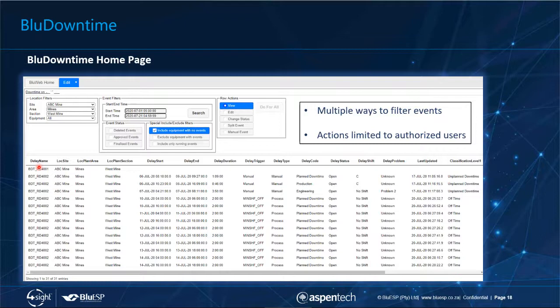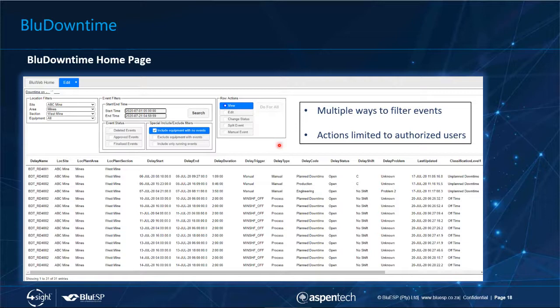include equipment that has no events, like this one. For this time period, there are no events, but it's still shown here. Or I can exclude equipment that has events. So if I were to tick that and say search, it would remove all of these that have events. And the importance of that will become clear later. And then we can also say only include running events. That's events that started, but have not yet ended.